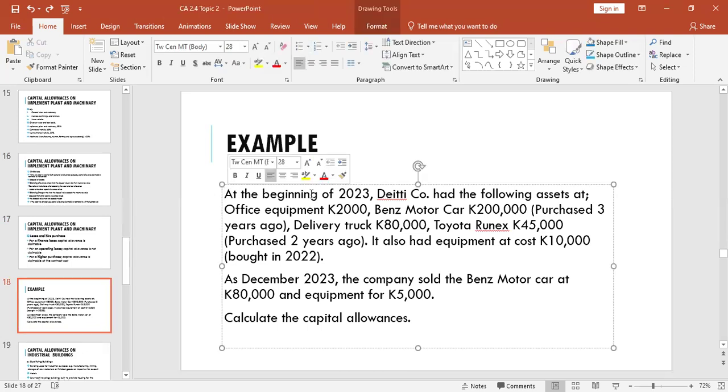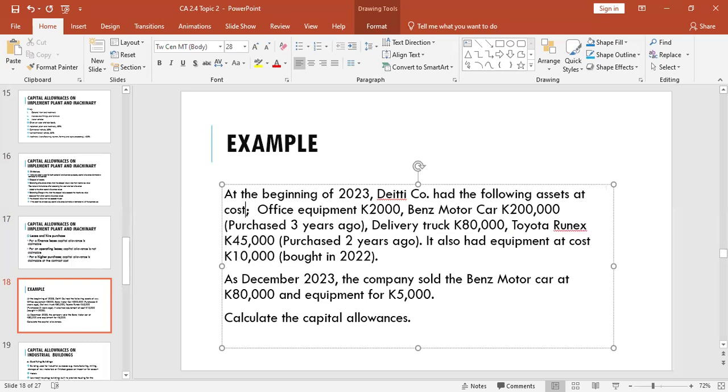At the beginning of the year 2023, DTCO had the following assets at cost. So office equipment was 2,000.